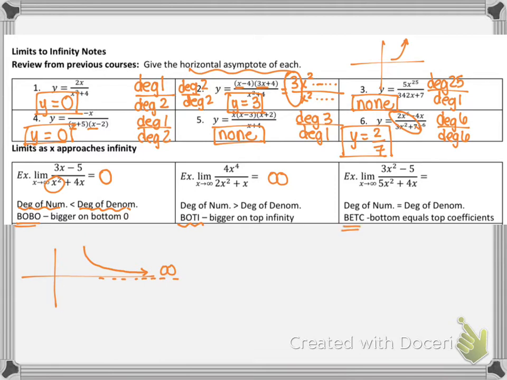Now, BETSY: if the bottom equals the top, we look at the coefficients. If the bottom power equals the top power, we look at the coefficients, and our limit is 3/5.